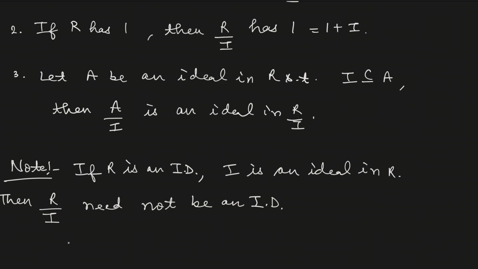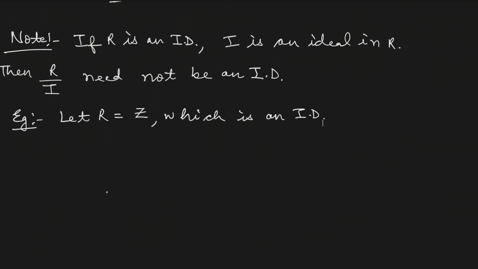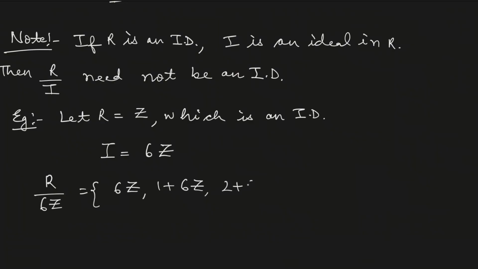For example, let R equal the set of integers, which is an integral domain. The ideal is 6Z, so R/6Z will be 6Z, 1 plus 6Z, 2 plus 6Z, 3 plus 6Z, 4 plus 6Z, 5 plus 6Z, and when I write 6 plus 6Z, it gets absorbed in this 6Z.